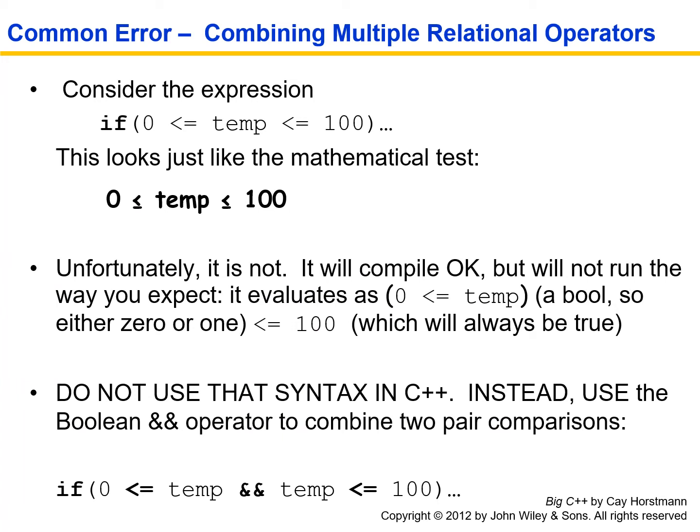Consider the expression 0 less than or equal to temp less than or equal to 100. That looks just like we'd write it in mathematics, which is of course why it's wrong. It will compile okay, but 0 less than or equal to temp will be evaluated first. That's a Boolean, so it's either 0 or 1, and 0 or 1 are both less than or equal to 100, so that statement will always be true. Do not use that syntax in C++. You have to use the ampersand operator to break it into two different comparisons, 0 less than or equal to temp and temp less than or equal to 100.